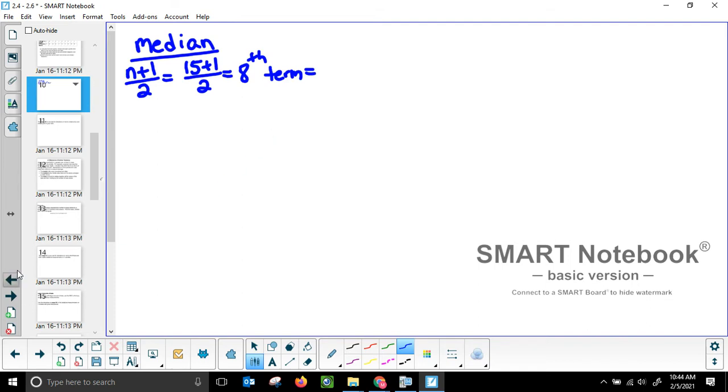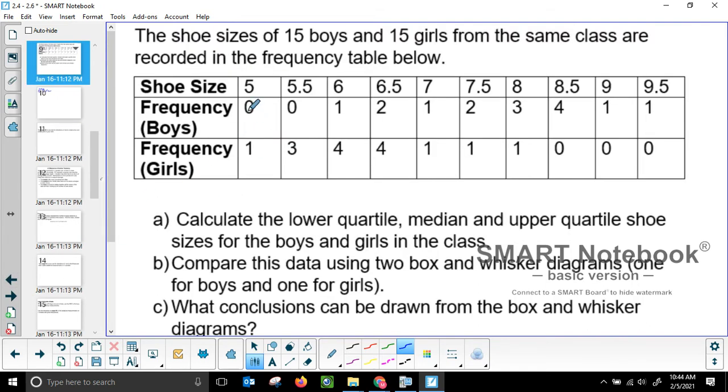So if we go back and look at our data for boys, I have 0, 0, 1, 2, 3, 4, 5, 6, 7, 8, 9. So my 8th term is one of these three. So it's shoe size 8.